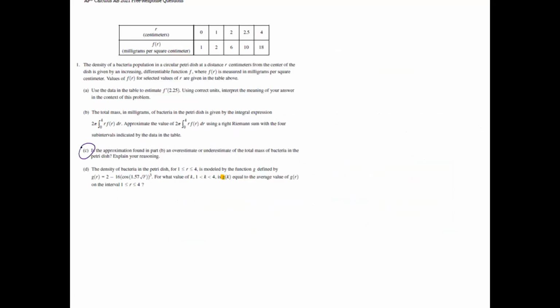All right, let's take a look at part C. Part C says, is the approximation found in part B, which we found, an overestimate or underestimate of the total mass of bacteria in the Petri dish?